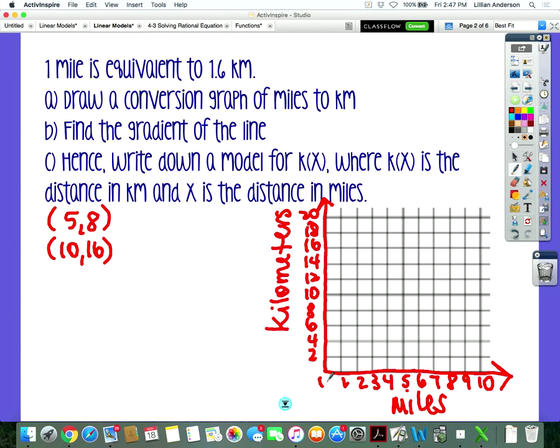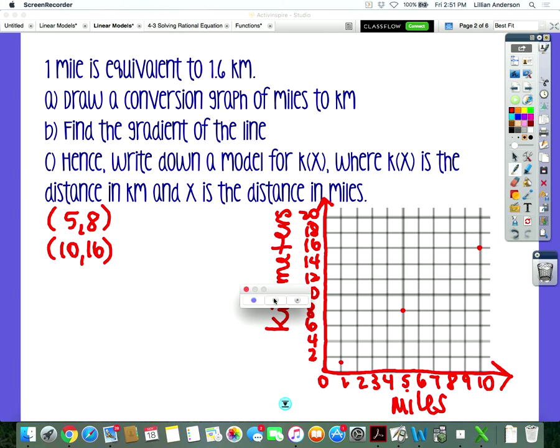Of course, we have 0 miles. When we're at 0 miles, how many kilometers is that? 0. We already know at 1 mile, we're at 1.6. 5 miles, we're at 8. And 10 miles, we're at 16. So let's figure out all the other points in between.